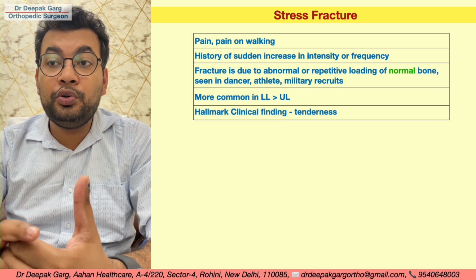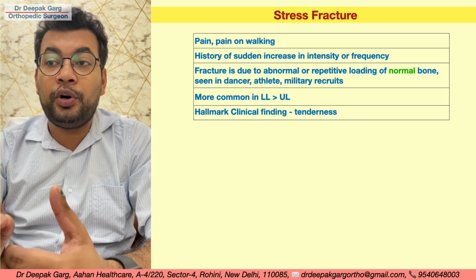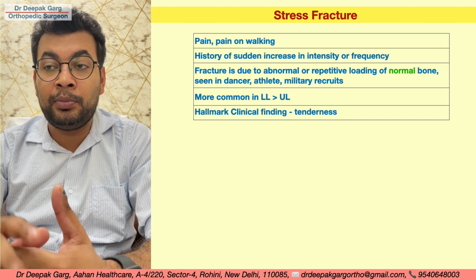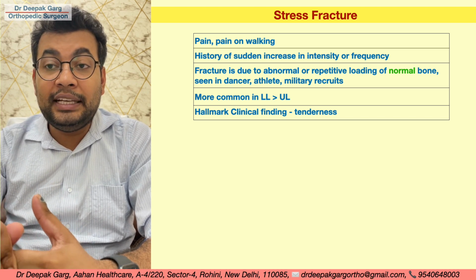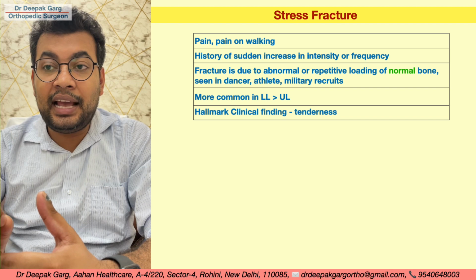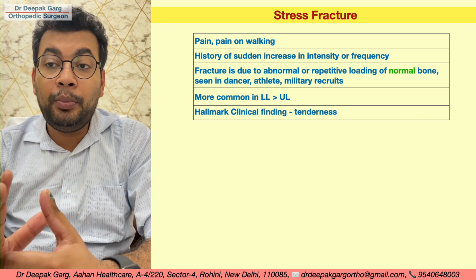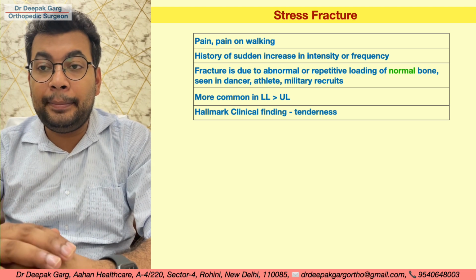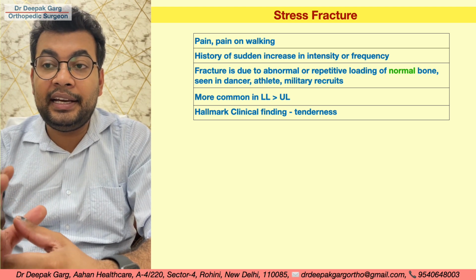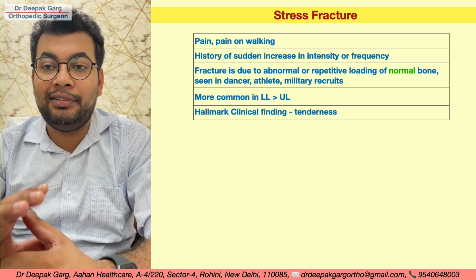Stress fracture is due to abnormal or repetitive loading of a normal bone, not abnormal bone, it is a normal bone, usually seen in dancers, athletes, and military recruits. And it is more common in lower limb than upper limb. And the hallmark clinical finding is tenderness, it will always be there.